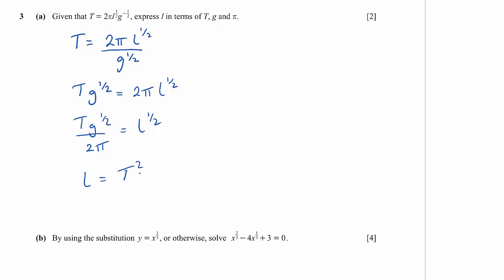So t squared is squared. g to the half, if I square that, I just get g. And then 2 squared is 4, and pi squared is pi squared. And so that does it.